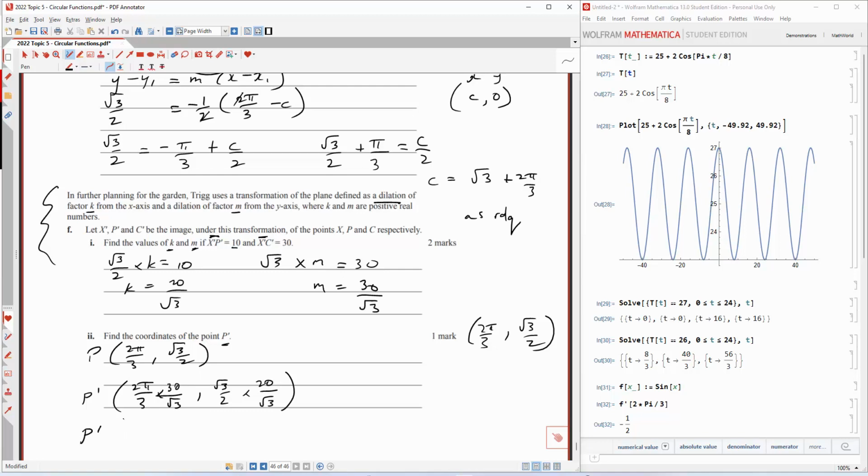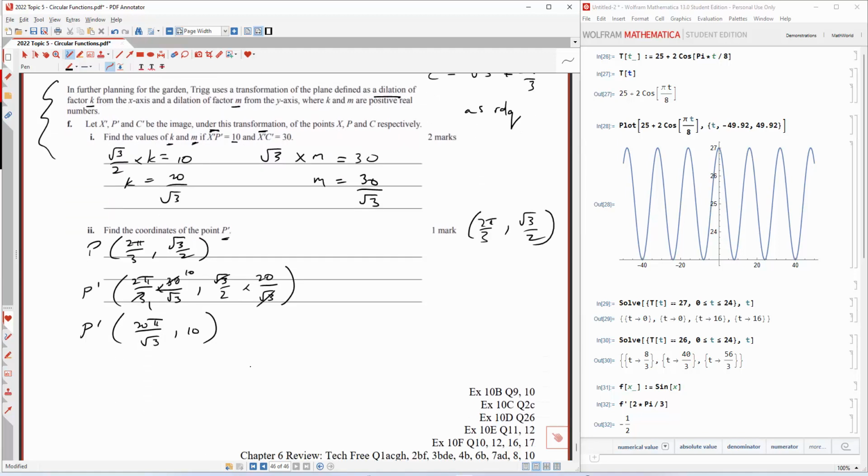That means P' must be 20 pi over root 3 and 10, which does make sense for sure, that the height is going to be 10. And this one here, well, we'll just have to rely on the algebra to assume that that's right. Alright, so there it is.